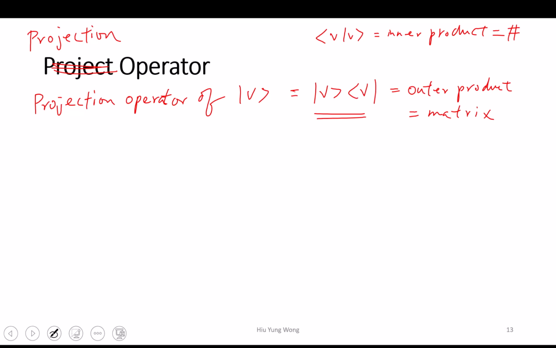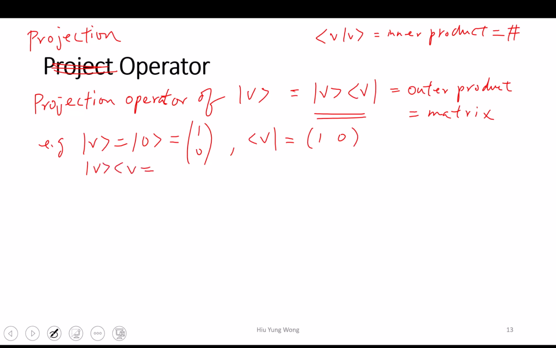Okay, for example, what if V equals |0>? How do we write that in the column form? Well, I have one part of the 0 state, right? So it is (1, 0). What is the bra version of V? Well, you take the row version and take the complex conjugate. I don't need to do that because they're all real numbers, right? So what is |V><V|? Well, it is equal to (1, 0) times (1, 0) in this way.